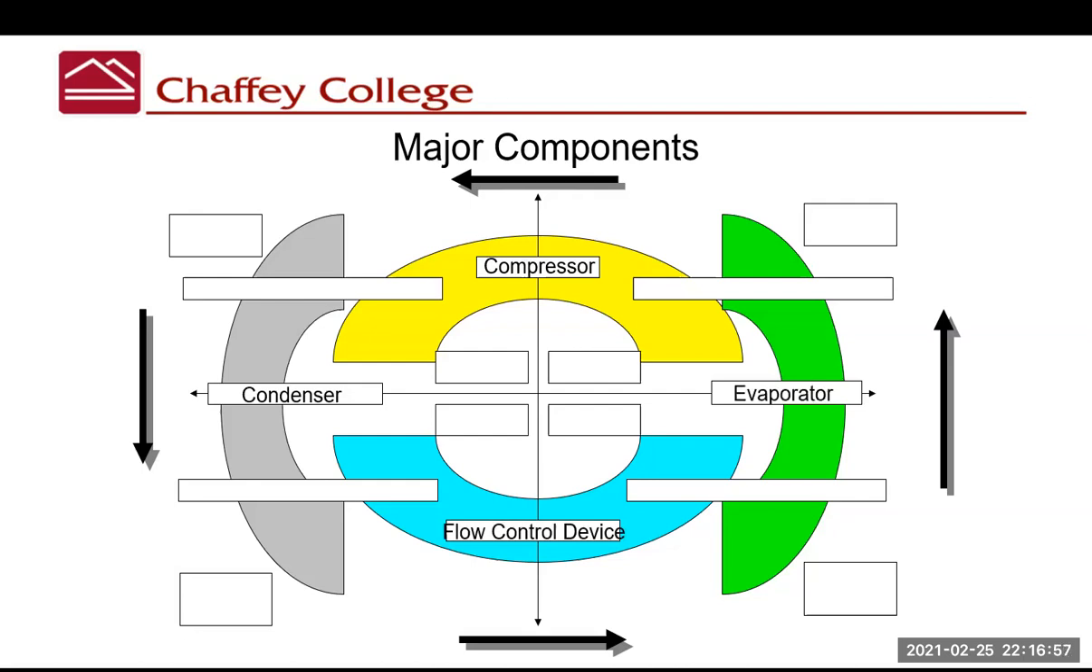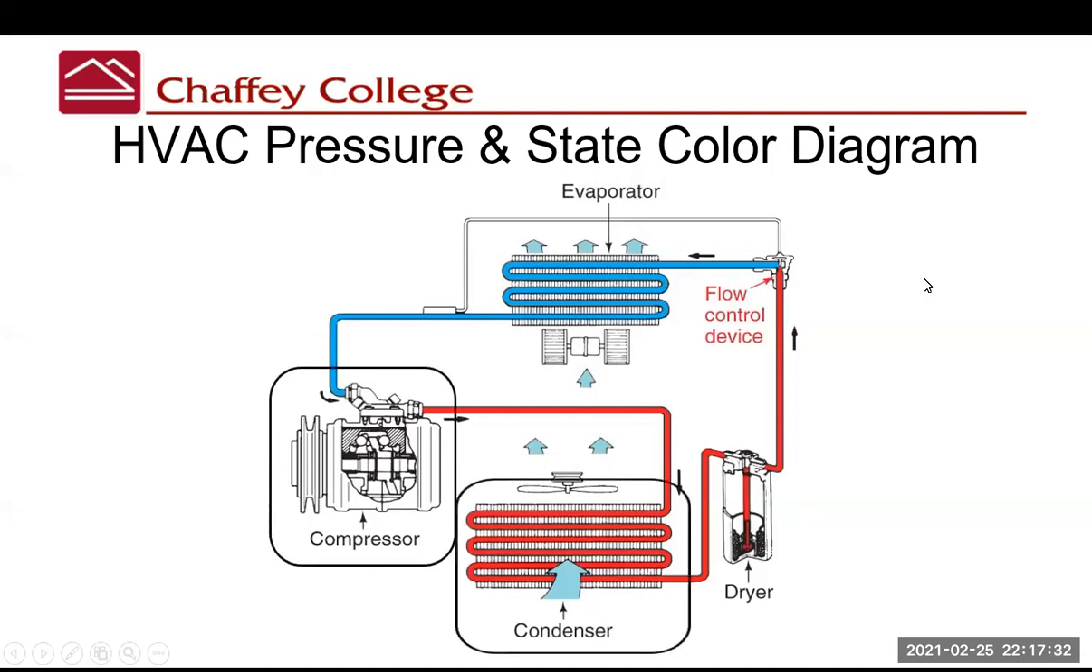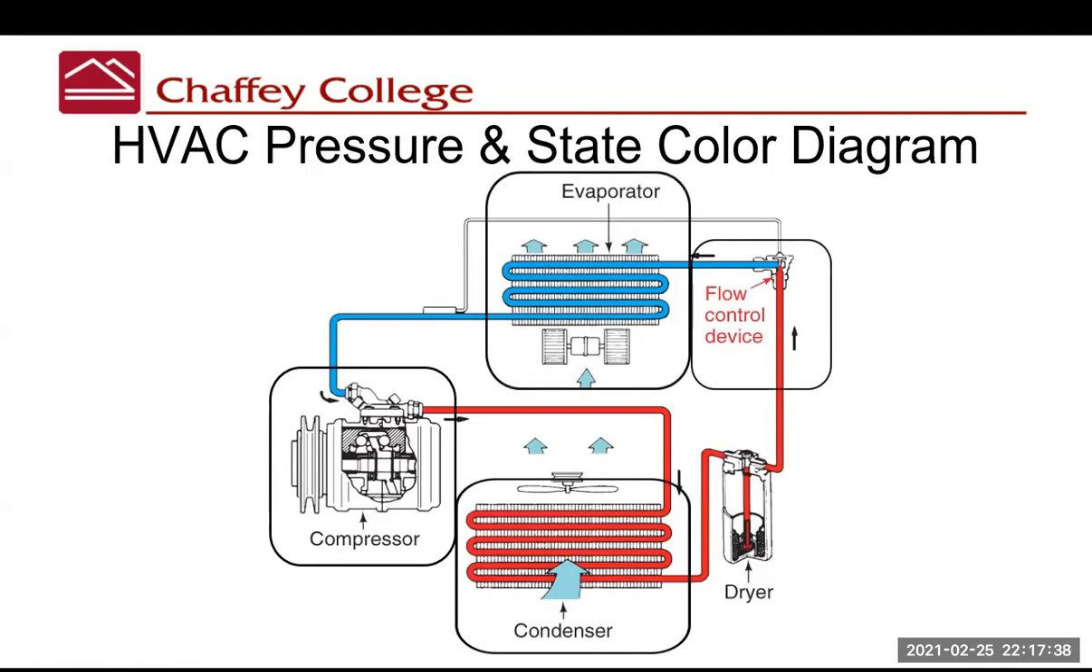Textbooks show you a graphic that looks like this. And you can see those major components. Here's your compressor. It feeds into a condenser. The condenser ultimately feeds into a restriction device or a flow control device. And the flow control device feeds into the evaporator. The evaporator eventually feeds back into the compressor. So if you take the compressor and the condenser and the flow control device and the evaporator, you have the major components of an air conditioning system.